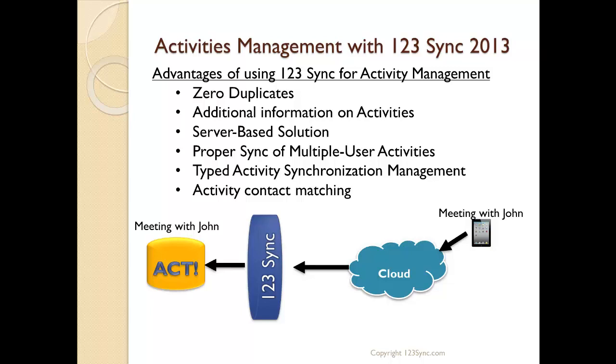Activity contact matching is another powerful feature provided by 123Sync, where you schedule an activity using iPhone or iPad or a Windows Phone or BlackBerry with a particular individual or a particular contact. In this case it is John. So we schedule a meeting with John, it will pop up in ACT that the meeting is with John and not with my record.